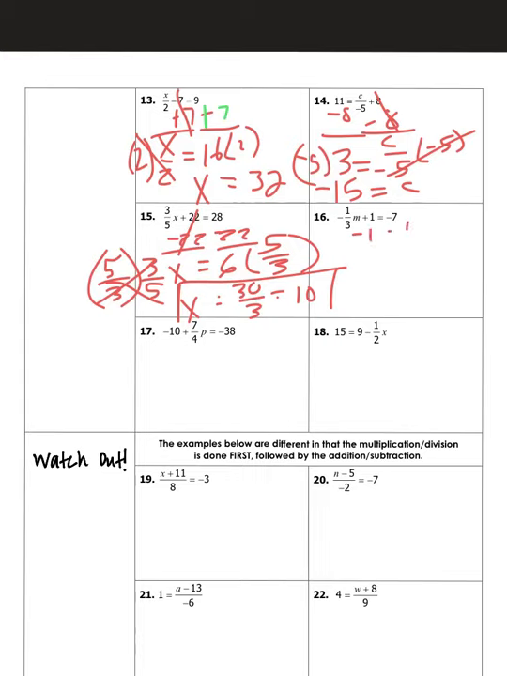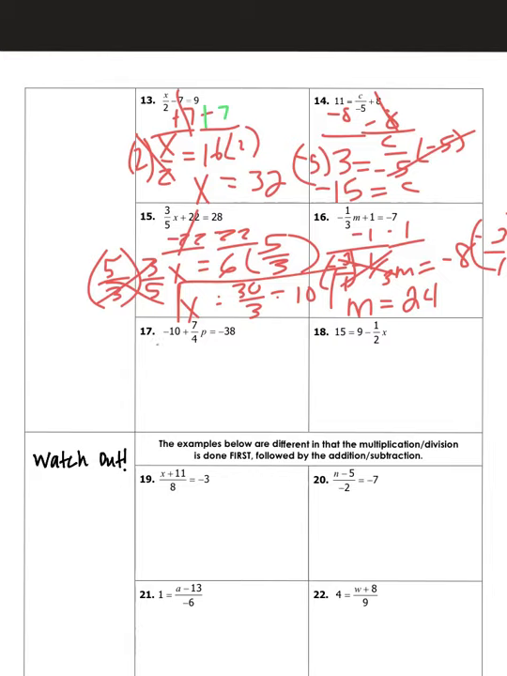Subtract 1 from both sides. Negative 1/3 m equals negative 8. And again, to get rid of this fraction, we're going to multiply by the reciprocal, negative 3 over 1. Negative 3 over 1. And on this side, they cancel out. Negative 8 times negative 3 is positive 24. Divided by 1 is 1. So 24.